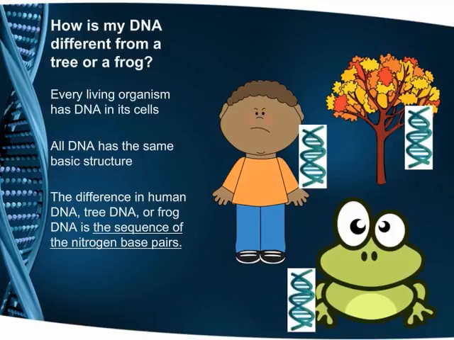We all have DNA made of nucleotides. We all have A's and T's and C's and G's. The only difference in the DNA is the sequence of those nitrogen base pairs. Humans have about 3 billion base pairs. So it's easy to see how no two humans would have exactly the same sequence unless they're identical twins.